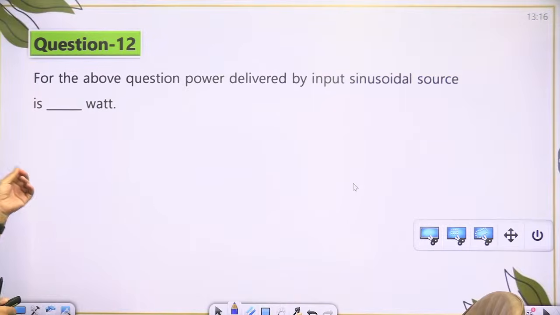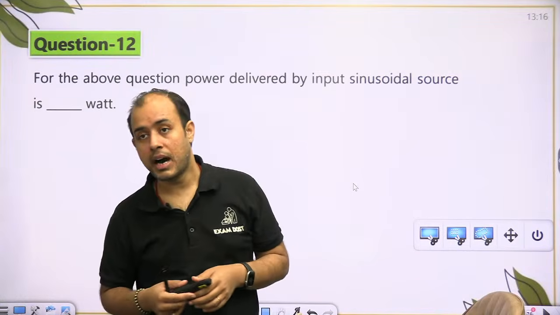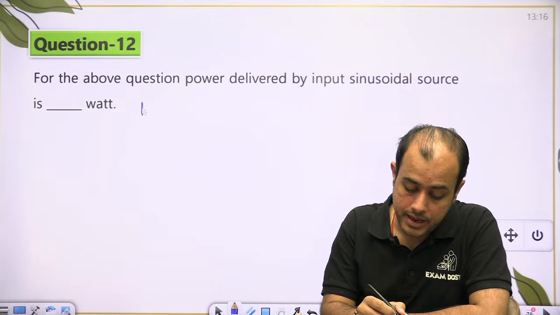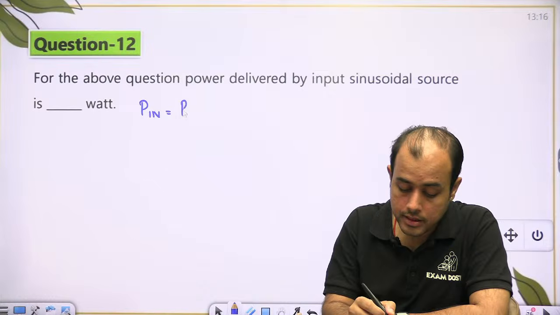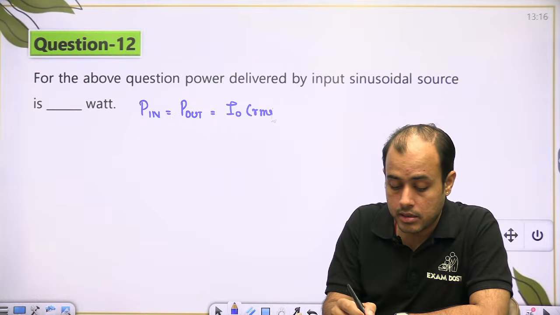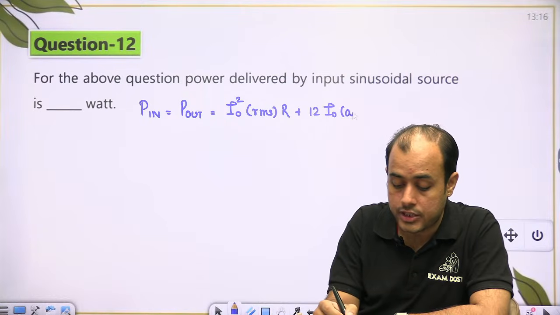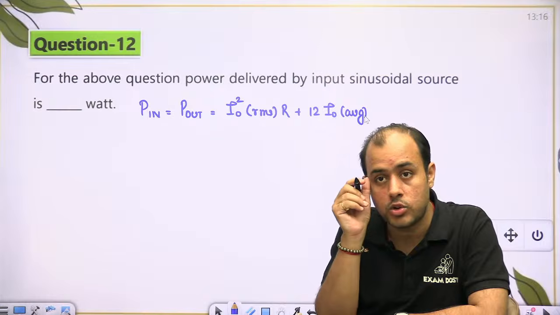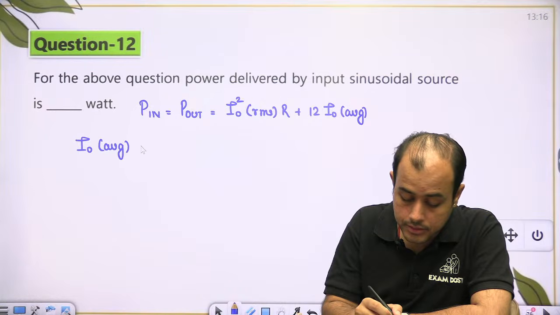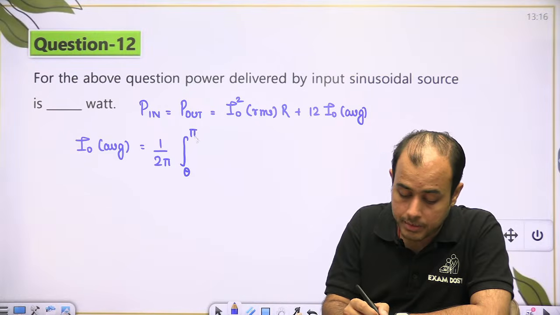Let us go on. For the above question, power delivered by the input sinusoidal source. Now beta, power from the input is the same as the power at the output. But at the output, my children, you have two elements, a resistance and a battery. So the battery needs average current, so now you have to calculate the average also. 1 by 2 pi, theta up to pi minus theta.